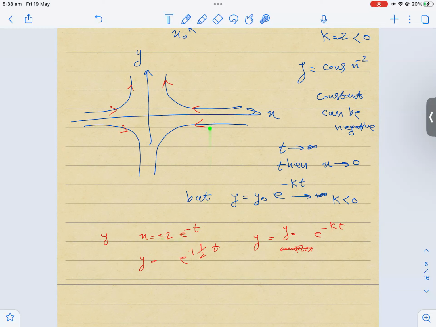So this one is still fine with this one. But this y blows up as t goes to infinity. Did I understand your question? So you say that this might be, where should I consider complex? I'll try and think about it. I might be wrong.